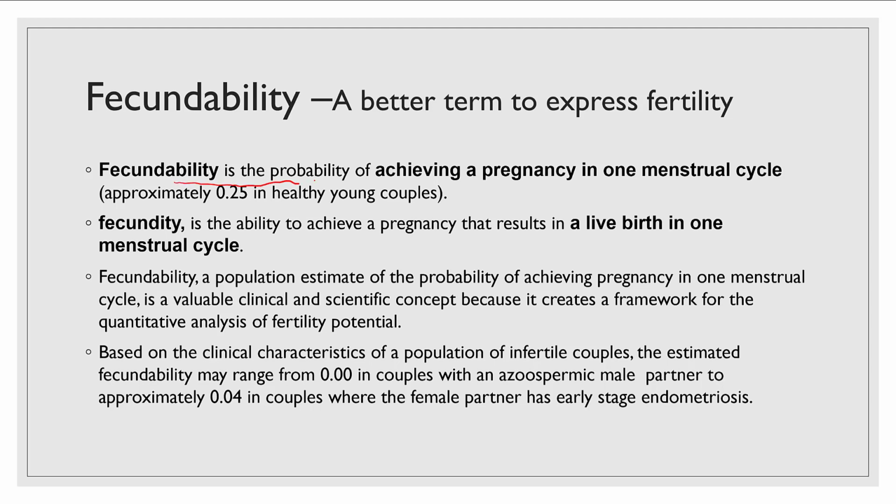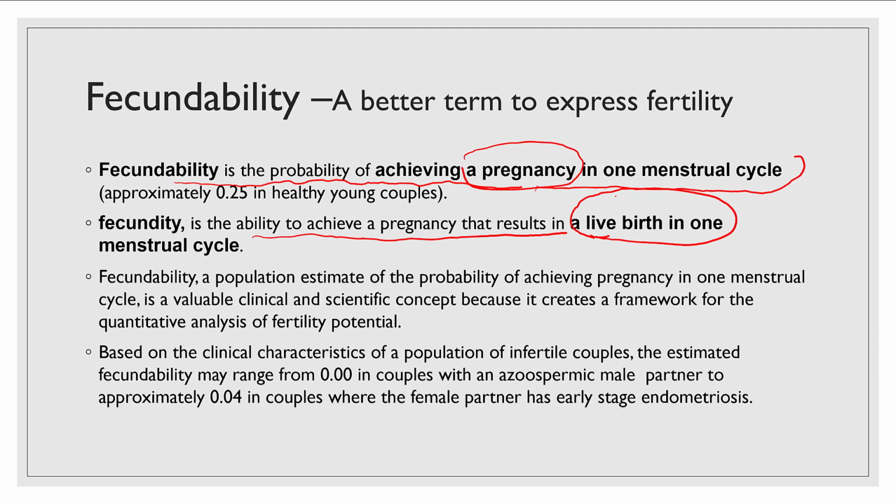Fecundability is the probability of achieving a pregnancy in 1 menstrual cycle. Remember, this is a pregnancy, not a live birth. Whereas fecundity is the ability to achieve a pregnancy that results in a live birth. So if you are talking about a live birth per cycle, then it is fecundity. Fecundability is any pregnancy within 1 cycle. In a healthy young couple of about 25 years of age, this is about 0.25 to 0.3, that is 25% to 30%.